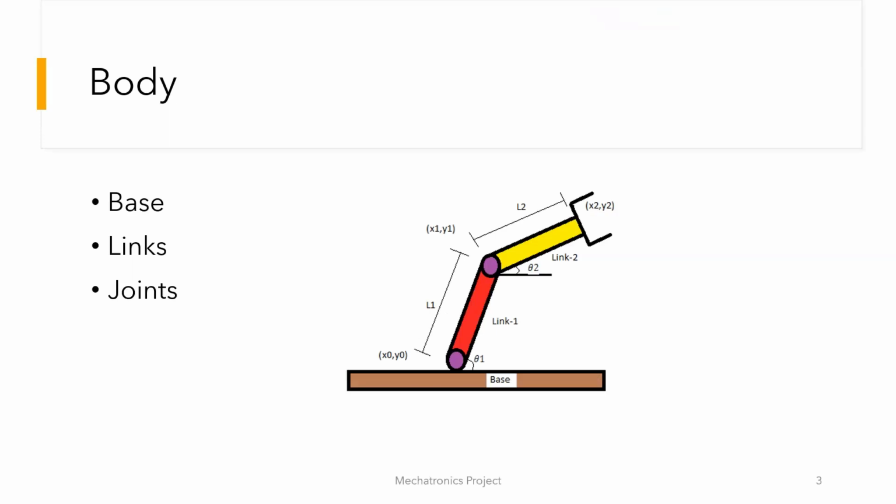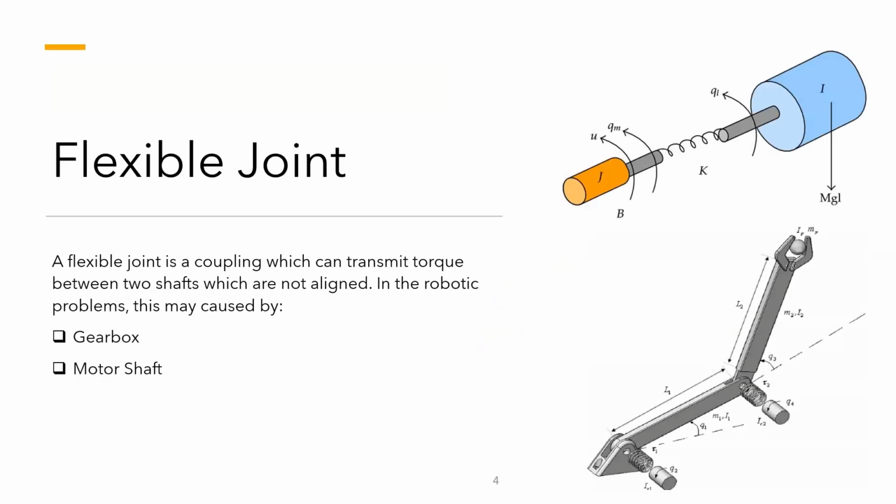As you can see in the picture, our manipulator has two revolute joints and three solid components. A flexible joint is a coupling which can transmit torque between two shafts which are not aligned. In robotic problems, these may be caused by gearboxes or motor shafts. These are the base of my project and we will come back to them later. So let's get started.